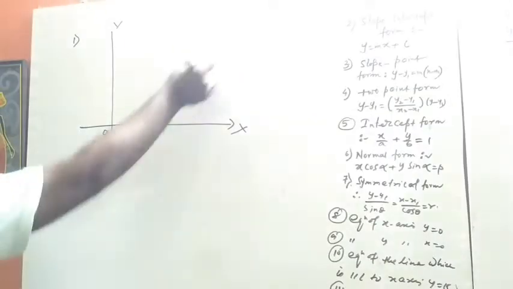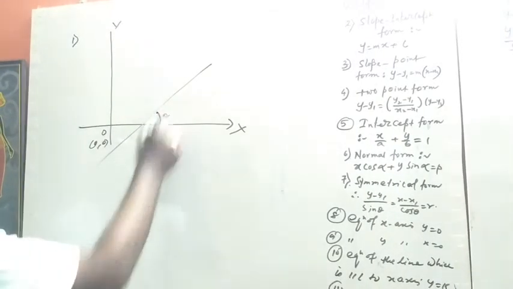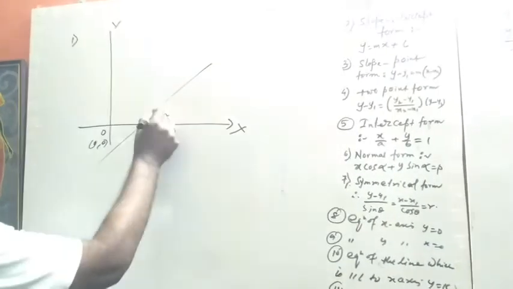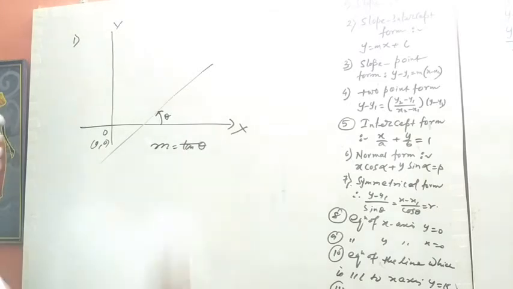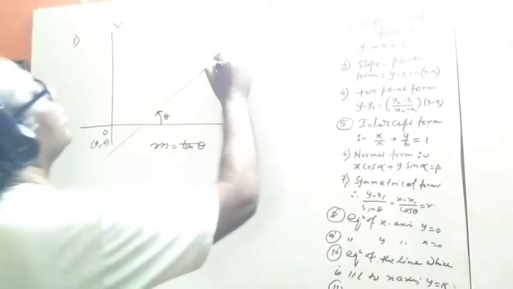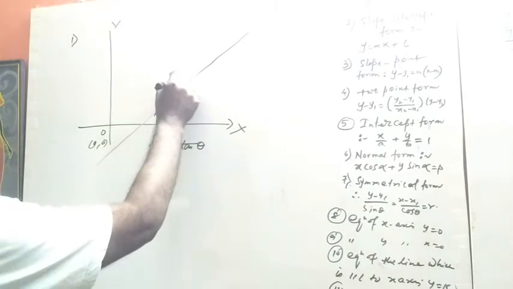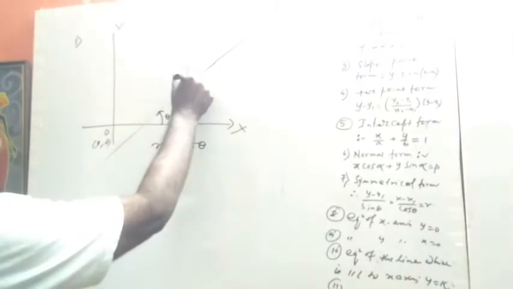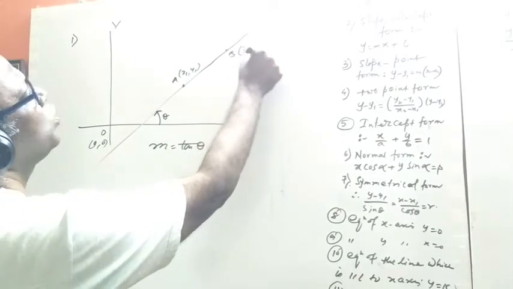Okay, let's see here. This is the line, make an angle theta. So, this is called the positive direction of x-axis. Then m is equal to tan theta is called slope of the straight line. If we join 2 points like A, that is x1 comma y1, and number 2 B, x2 comma y2.